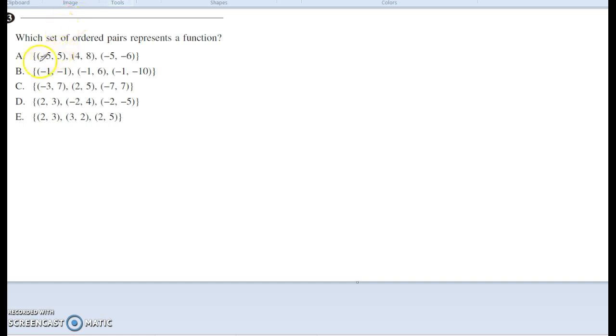Okay. -5 for -5. A is not a function. B, -1, -1, -1. B is not a function. C, -3, 2, -7. That one's a function. D, 2, -2, -2. That one's not a function. And E, 2, 3, 2. That one's not a function. So C is our answer because all of the x's are different. Okay, the x's have to be different. So we have -3, 2, and -7. So that's the reason why C is the answer for number 23.